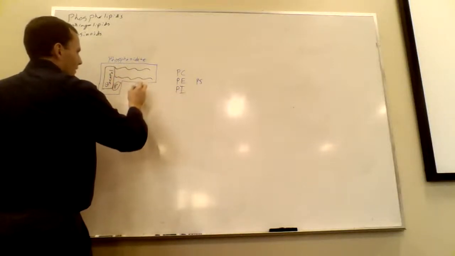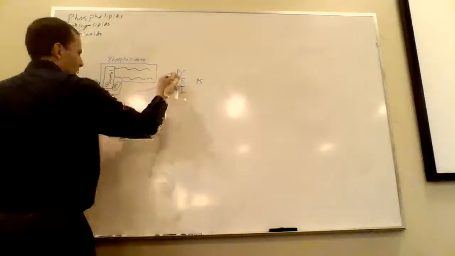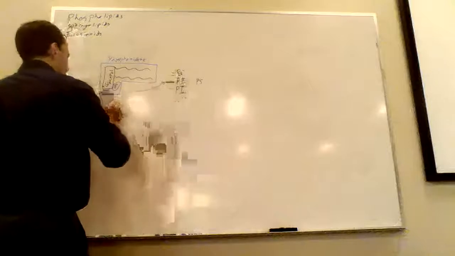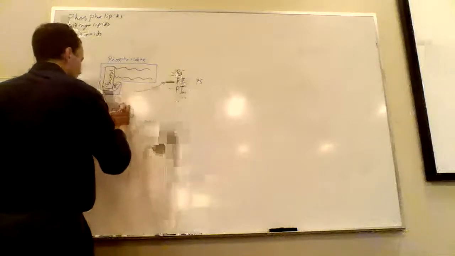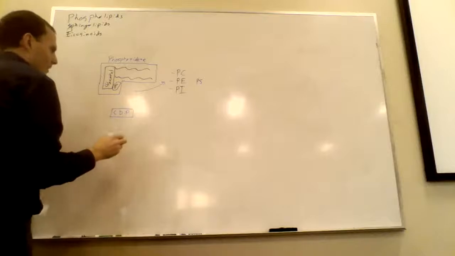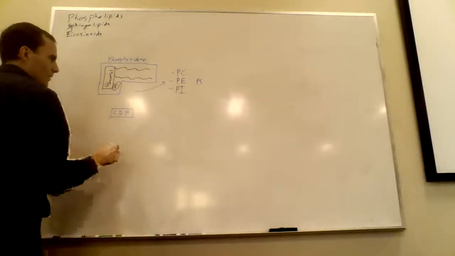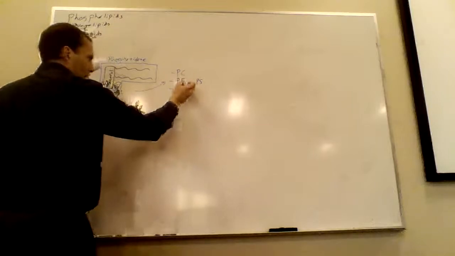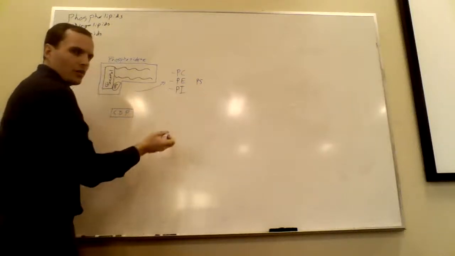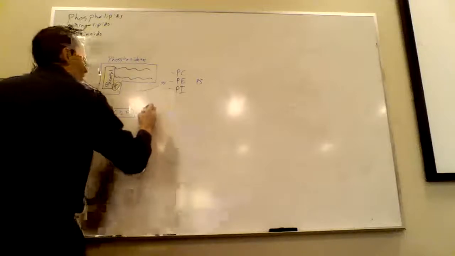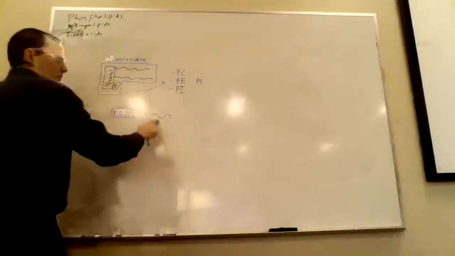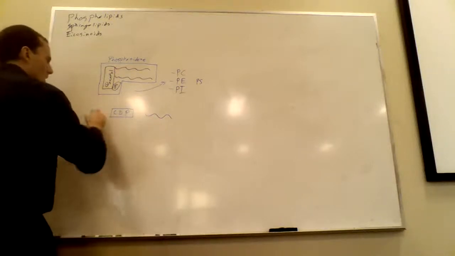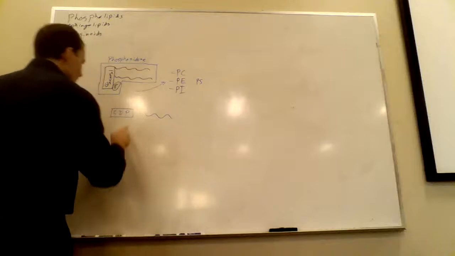From phosphatidate, there are 2 ways that you can make any of these first 3 guys. To make them, you need to have something called CDP, cytidine diphosphate, and then you need to have whatever head group we're talking about: choline, ethanolamine, or inositol, any of those. And that's what this represents, either choline, ethanolamine, or inositol. And then you need to have the phosphatidate.